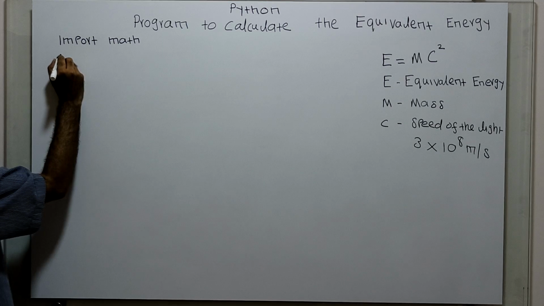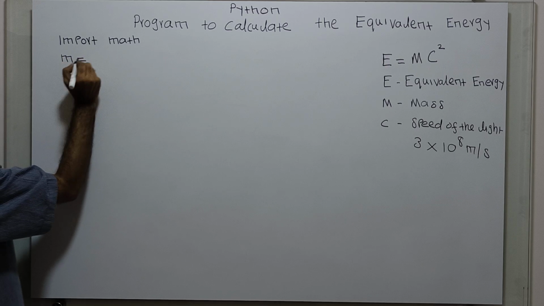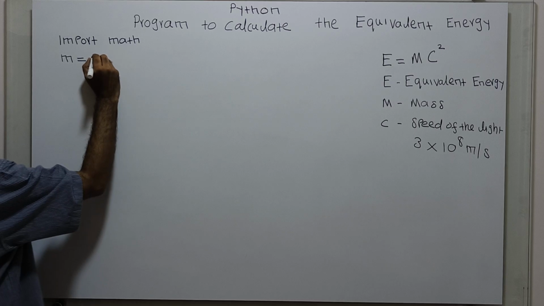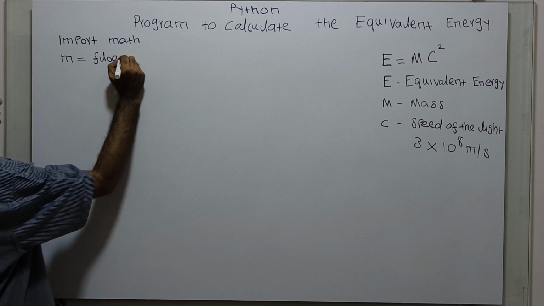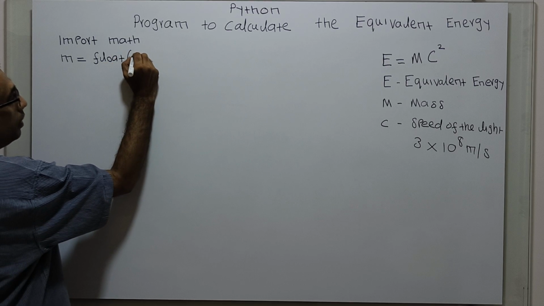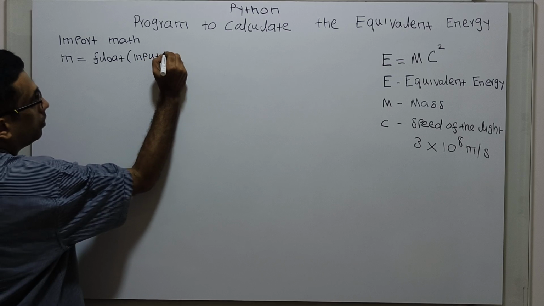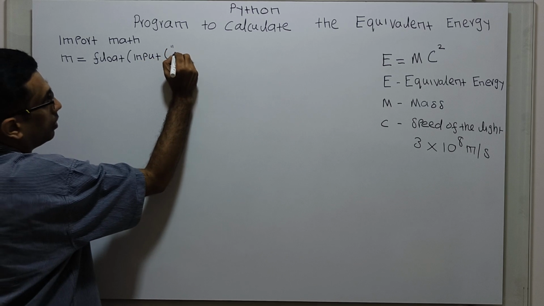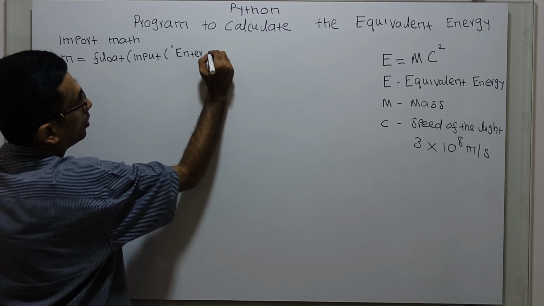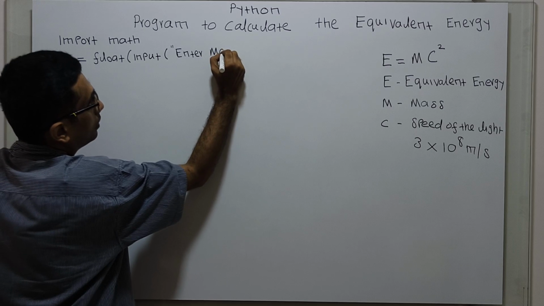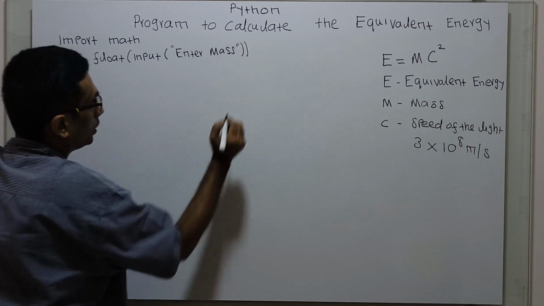Next, a variable m equal to float of input of "enter mass". I am closing the input function, I am closing the float function.